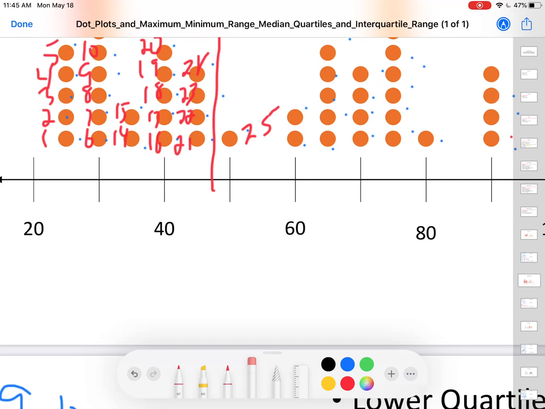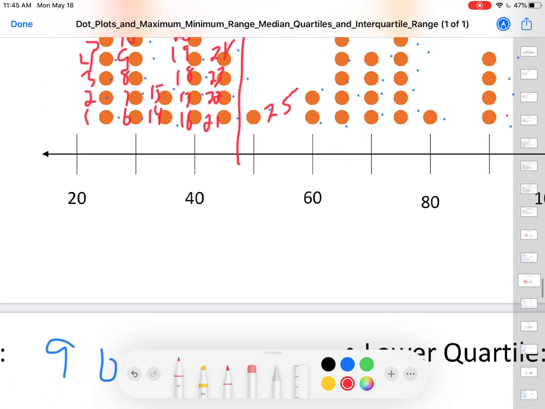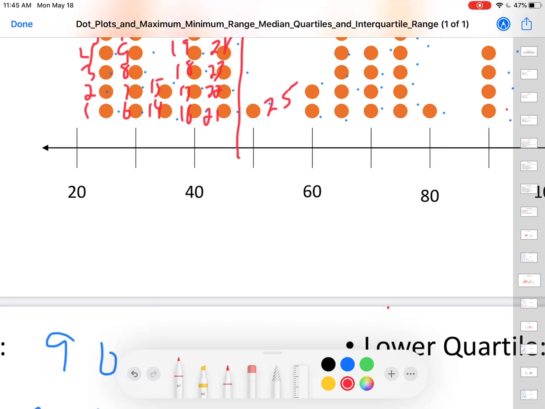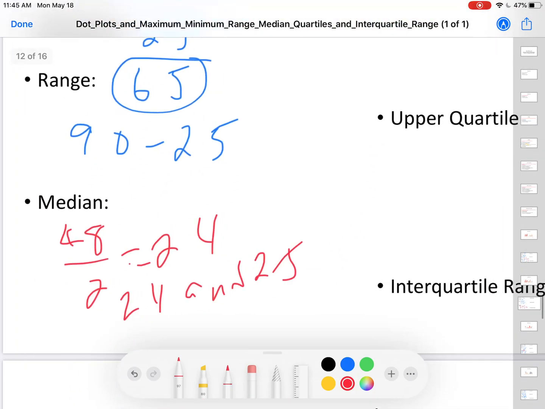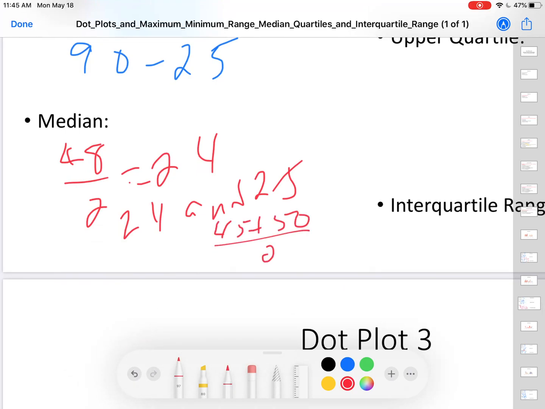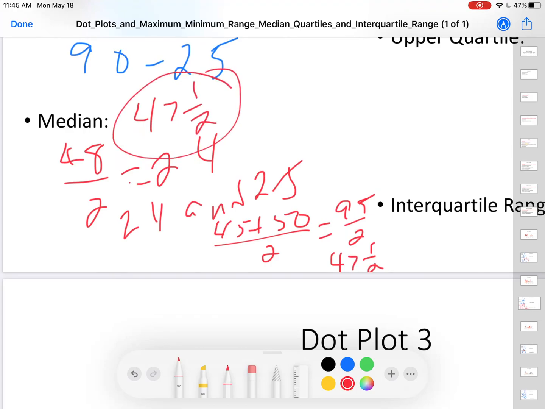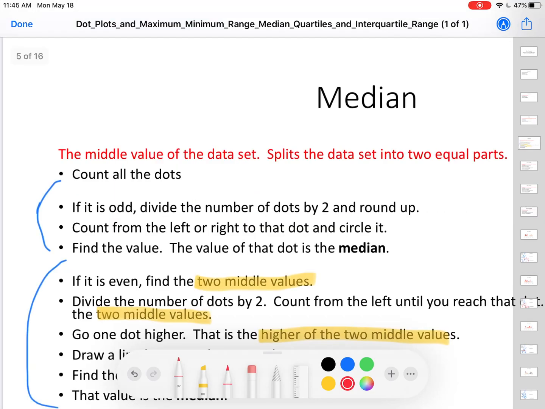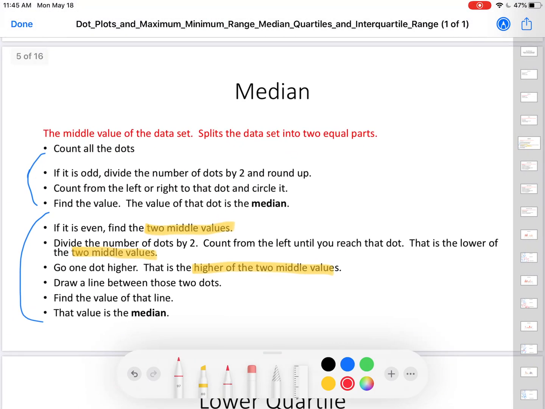I know I can do that. I'm not sure that you can, but it is an easy arithmetic to do. So we want halfway between 45 and 50. So we'll do 45 plus 50 divided by 2 is 95 divided by 2 is 47 and a half. 47 and a half is the median. Okay, so that's median. It's complicated, but you can do it.